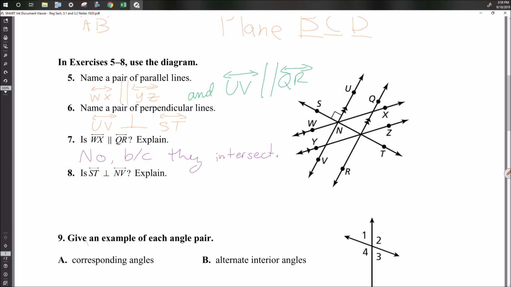Okay, so our next thing is line ST perpendicular to line NV? So here's ST, here's NV. Well, they have this right angle symbol. What do you guys think? Are they perpendicular? Yep, they are. So we would say yes, because they intersect at a right angle.